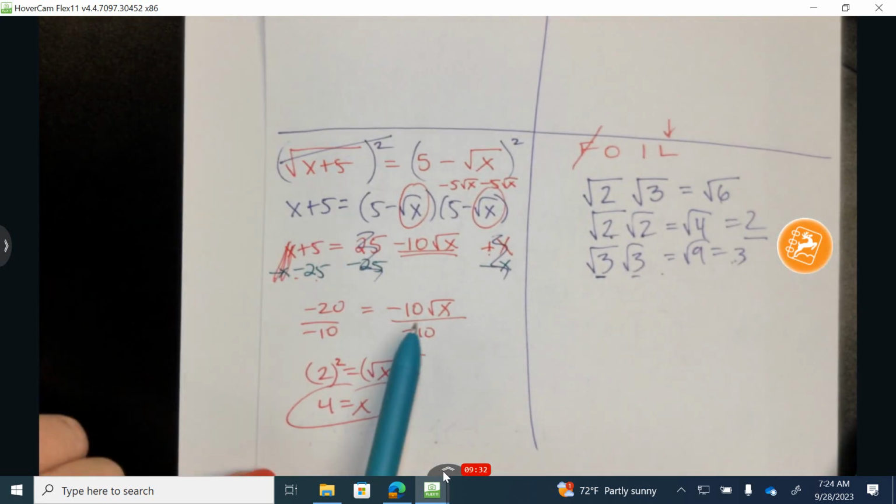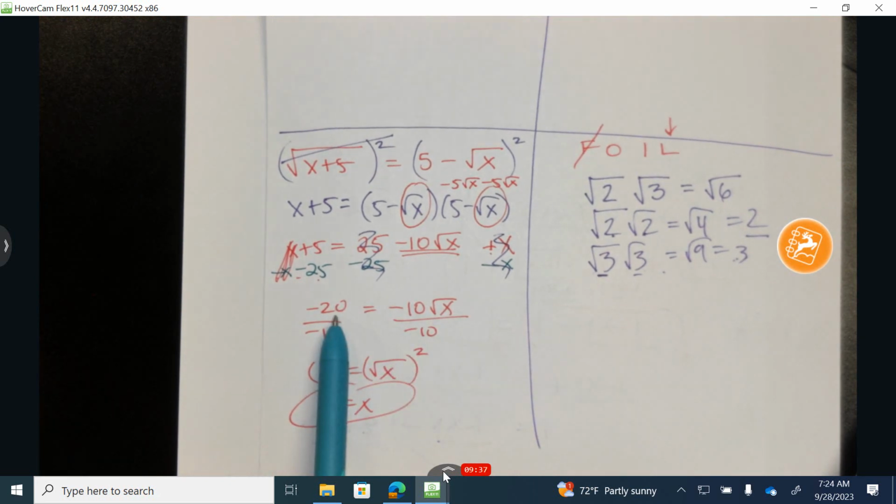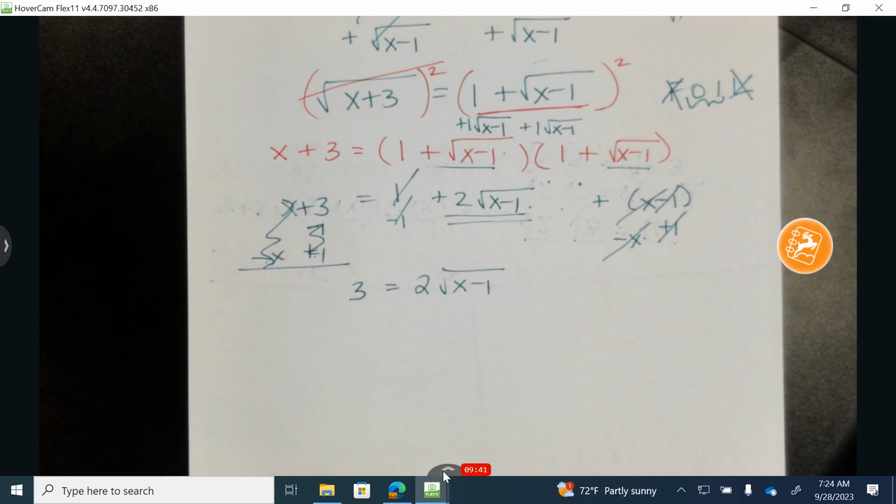Notice in the last problem I said there's more than one way to do this. See how we just divided by 10? I divided by 10 because I knew that 20 divided by 10 is a nice number. Is 3 divided by 2 a nice number? Yes or no? Yeah. So we have another way we can do this.